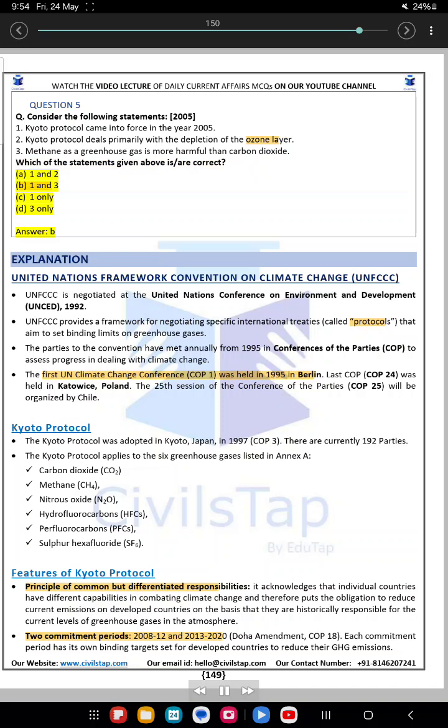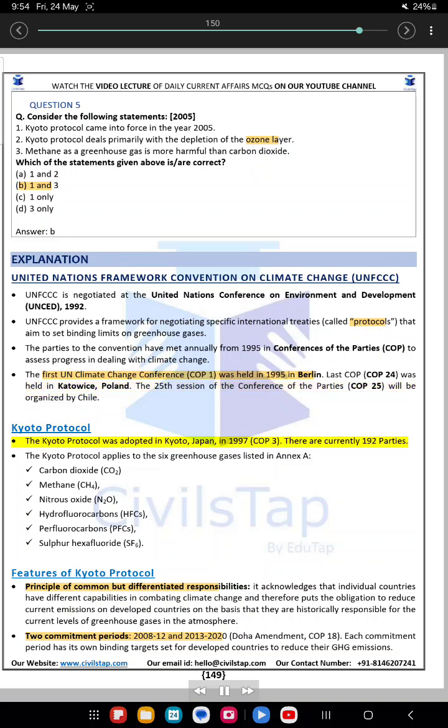Answer B. Explanation. United Nations Framework Convention on Climate Change, UNFCCC. UNFCCC was negotiated at the United Nations Conference on Environment and Development, UNCED, 1992. UNFCCC provides a framework for negotiating specific international treaties called protocols that aim to set binding limits on greenhouse gases. The parties to the convention have met annually from 1995 in conferences of the parties, COP, to assess progress in dealing with climate change. The first UN Climate Change Conference, COP1, was held in 1995 in Berlin. Last COP, COP24, was held in Katowice, Poland. The 25th session of the Conference of the Parties, COP25, will be organized by Chile.